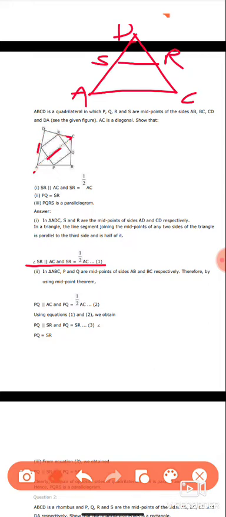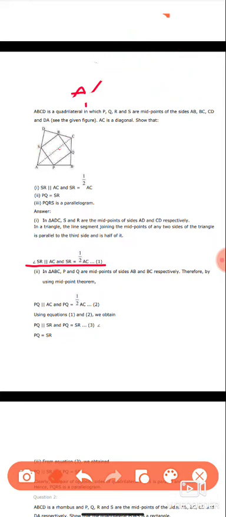Now take another triangle, the triangle below the diagonal, that is triangle ABC. Considering triangle ABC, again for the same reason, P is the midpoint of AB and Q is the midpoint of CB, so PQ will be parallel to AC. Again you can write PQ is parallel to AC and PQ is equal to half of AC. From these two results we come to the conclusion that PQ is parallel to SR, because SR is parallel to AC and PQ is parallel to AC. Both these line segments are parallel to one line segment only, the diagonal AC. So you can directly write SR is parallel to PQ.